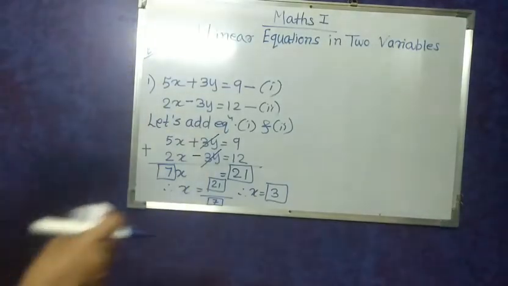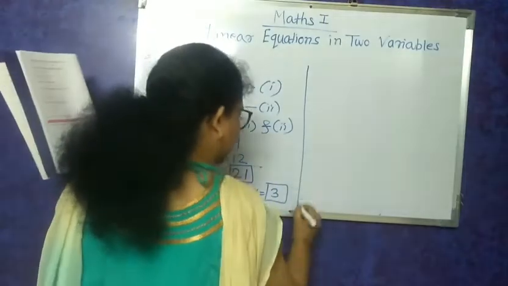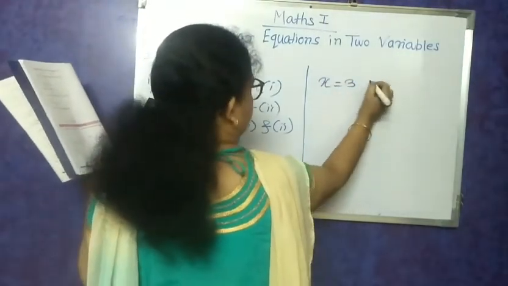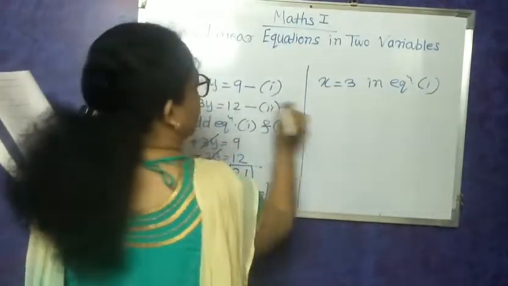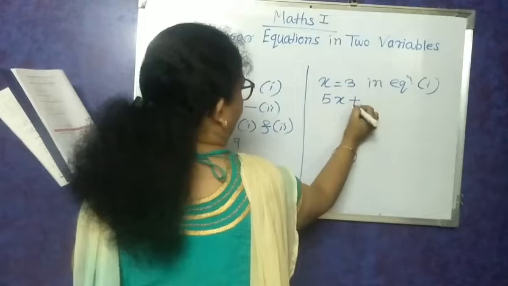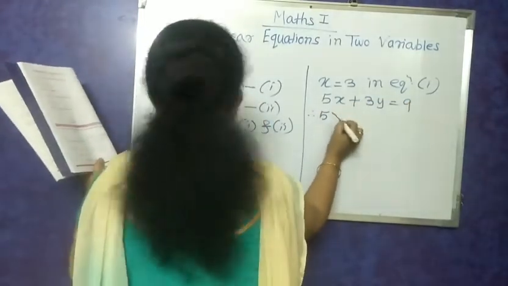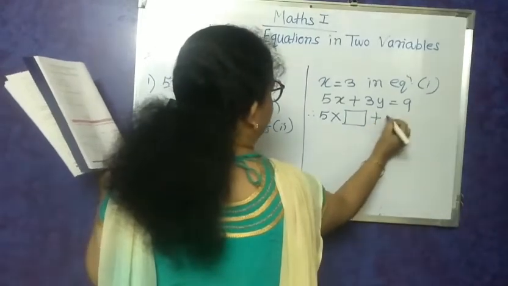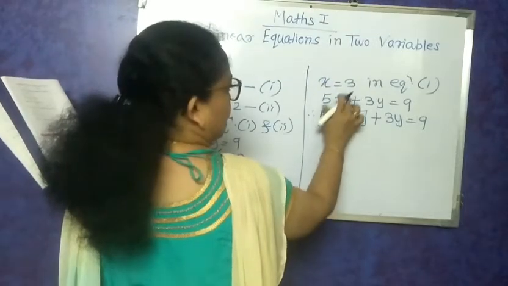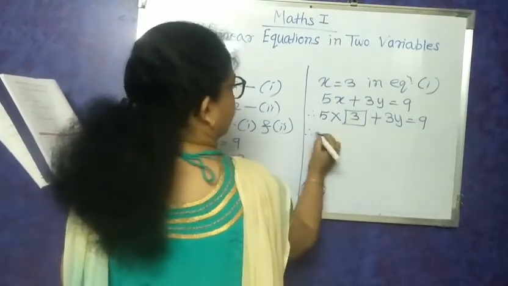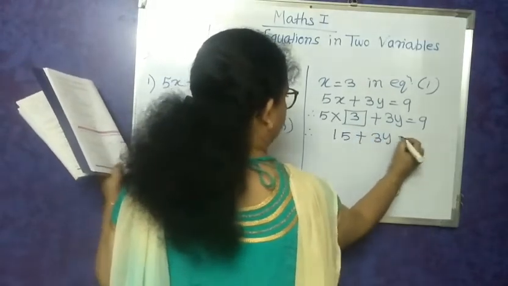Now see the next part. Put or place x is equal to 3, or substituting x is equal to 3 in equation 1, it's asked, so you have to substitute. So first write the equation: 5x plus 3y is 9. In place of x, 5 into box plus 3y is equal to 9. So in place of the box we will substitute the value of x. So 5 into 3, this step is extra, you can write that step.